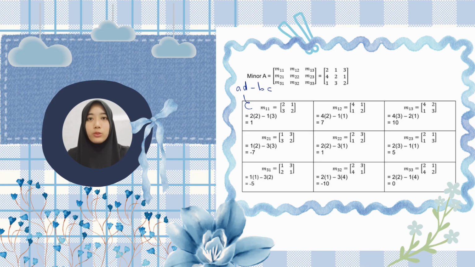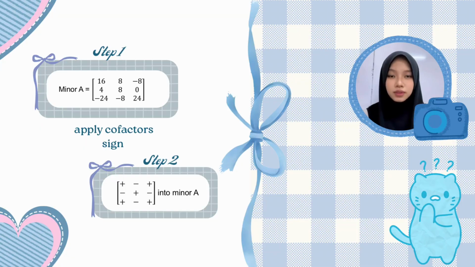For M11, we take 2 times 2 minus 1 times 3, which equal 1. For M12, we take 4 times 2 minus 1 times 1, giving us 7. We repeat this process for all positions, carefully subtracting the product until we complete our entire minor matrix. Let's move to the next phase.